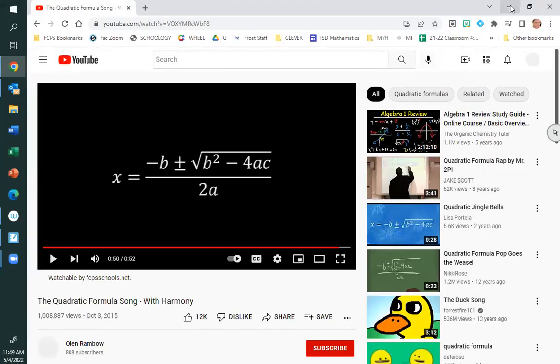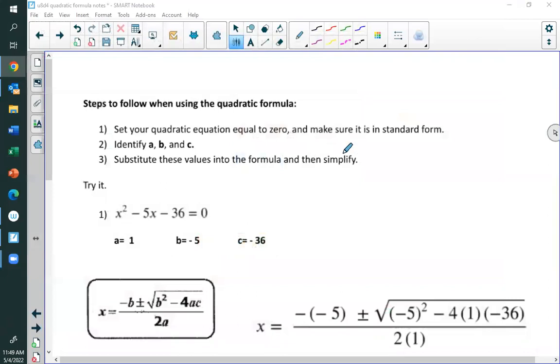Okay, so the thing that's helpful about that is it does help you remember. There were not songs like that when I was in school. We just had to memorize it. So it is helpful for you to have that whole quadratic formula memorized. So the song is fun and helpful.